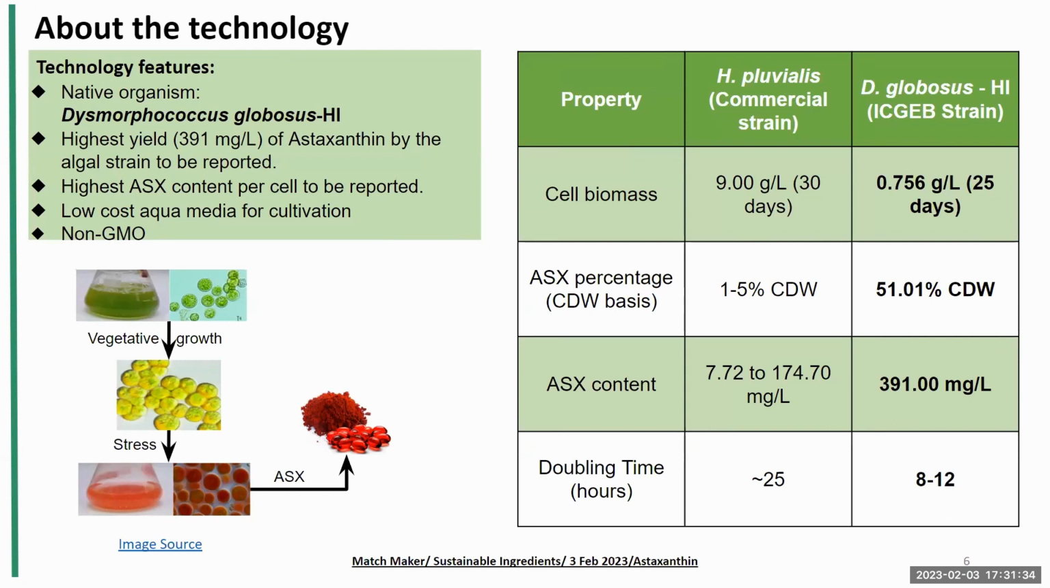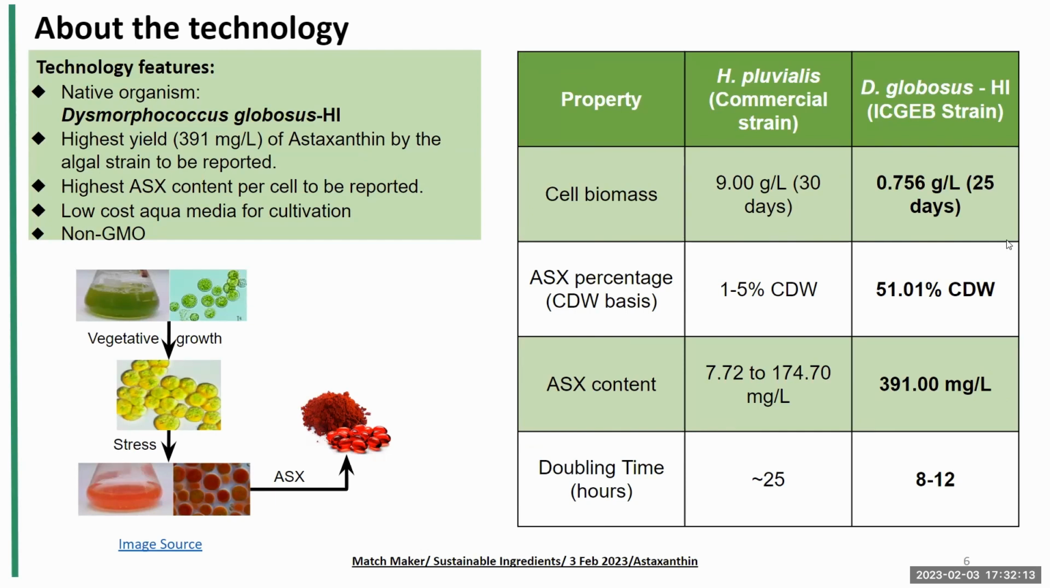What are the features here? We have a native organism called Desmococcus globosus. It was screened from the Himalayan region of India. It has the highest yield so far, more than the commercial one, 391 milligram per liter of astaxanthin. And we have optimized a low-cost media for its cultivation. It's non-GMO.